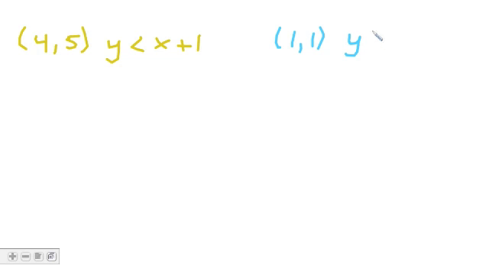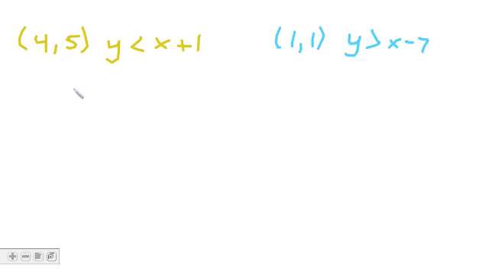All right, let's look at this problem. We have 4, 5 as our solution pair. We have y is less than x plus 1. And we have the solution pair of 1, 1 with the inequality of y is greater than x minus 7. And what they want us to do here is tell whether the ordered pair is a solution of the inequality. Here we're just going to do 2 at a time.